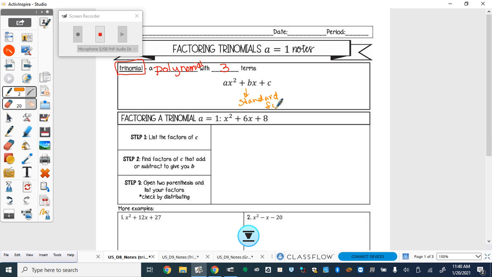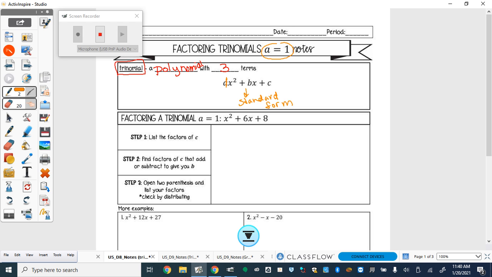form. So when I say that your a equals 1, that means right here our coefficient on your x squared or your y squared or your c squared, whatever letter they're using as their variable, that coefficient on that first leading term is a 1. So those are the ones that we're going to be looking at today, because yes, we will have some that are not 1, but we're going to save that for another day. We're going to focus right now on the ones where your leading coefficient is a 1.